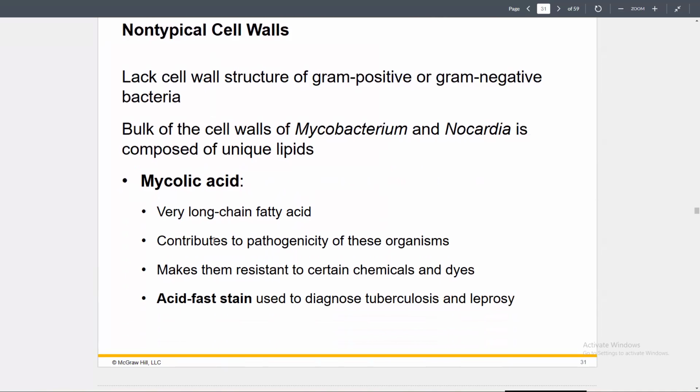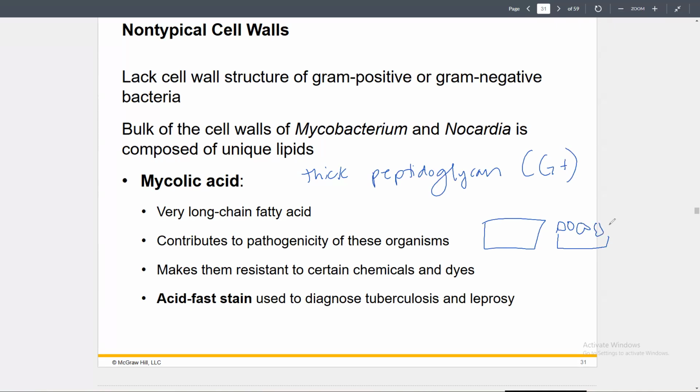So to start with, we have the ones that have mycolic acids. These are not typical. Here, we have a thick peptidoglycan wall, but it's not as thick as usual gram-positive. So this will stain gram-positive. But instead of that typical thick peptidoglycan block, they'll have a partial peptidoglycan. And then on the outside, they'll have these waxes. I'm just going to put some blobs up here. And this wax is called mycolic acid.